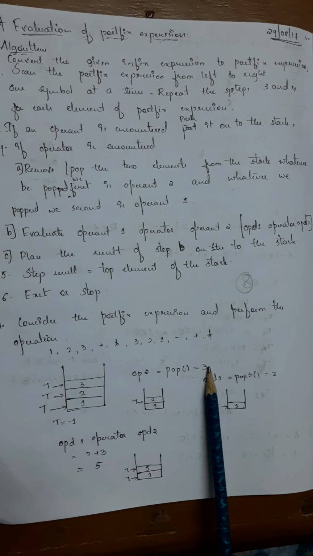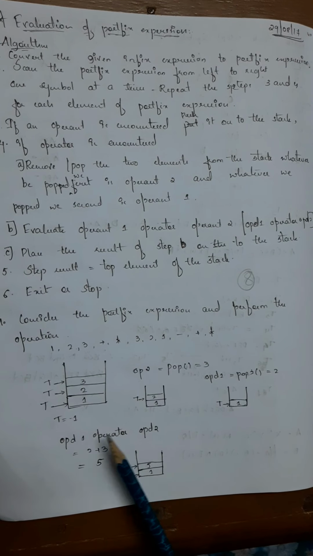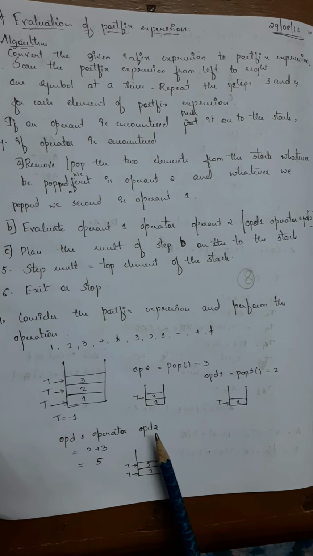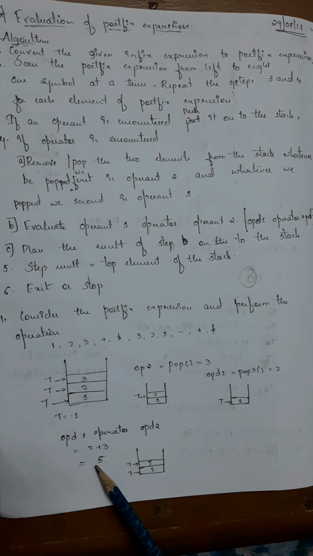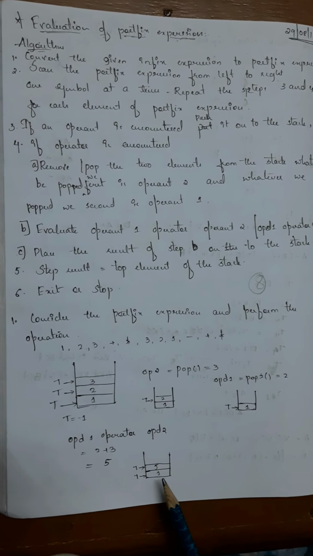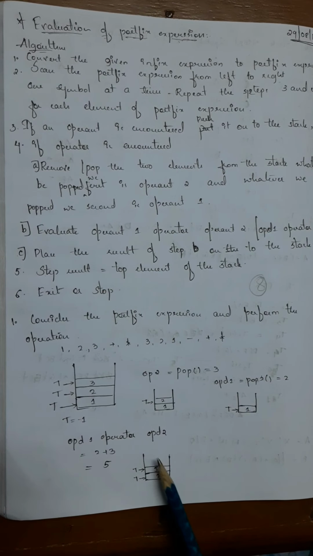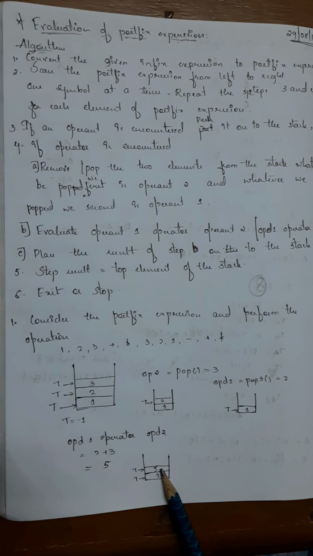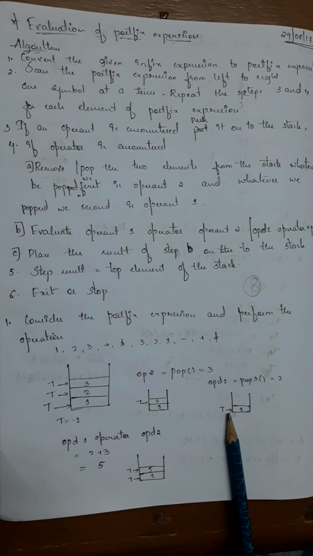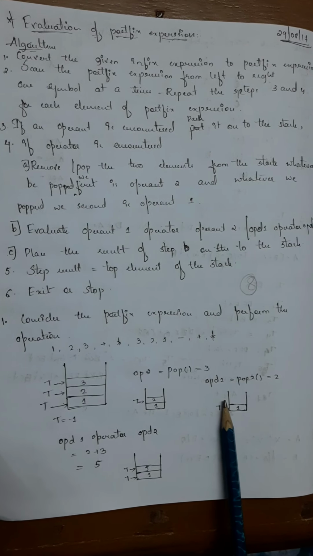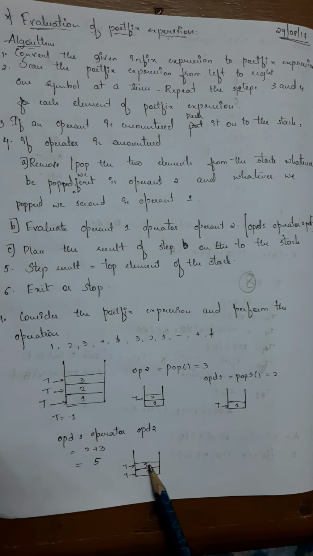Now we have to perform the operation. Operation is plus. So operand 1, operator, operand 2: 2 plus 3 is 5. The result is again pushed back onto the stack top. So here we have only 1. Now the result is pushed onto the stack top according to step 4C. So top was having the value 0. Now it is incremented by 1, and here we are storing the result 5.